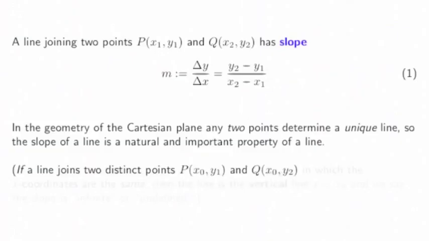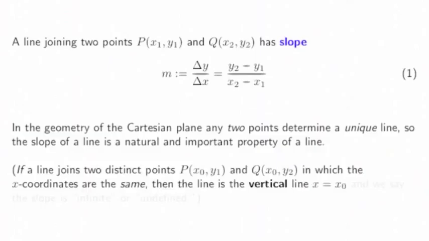If a line joins 2 distinct points, P and Q, in which the x-coordinates are the same, then the line is a vertical line of the form x equals x naught, and we say that the slope is infinite or undefined. In this case, the change in x, the denominator, is 0, so we say the slope is infinite.